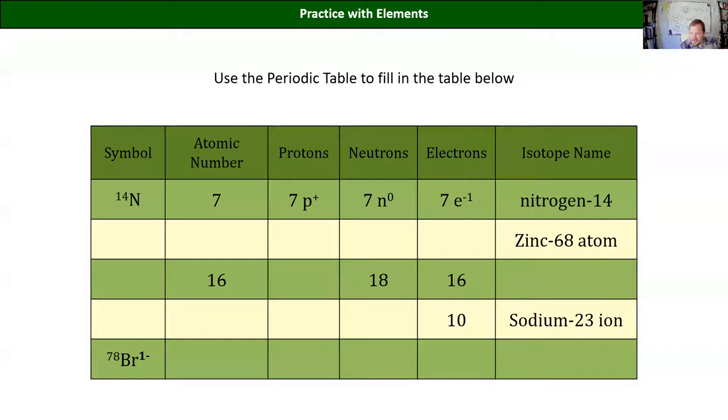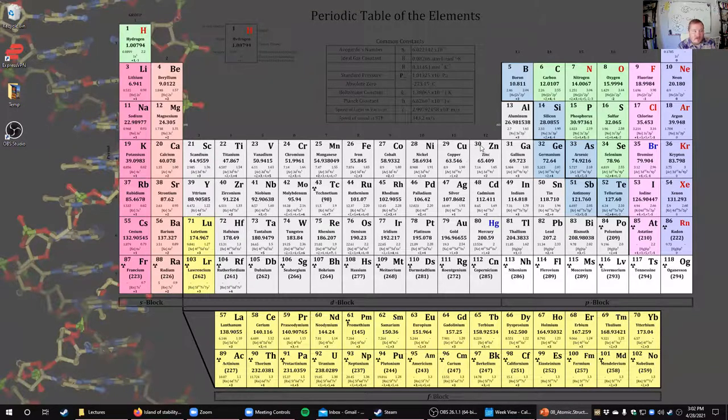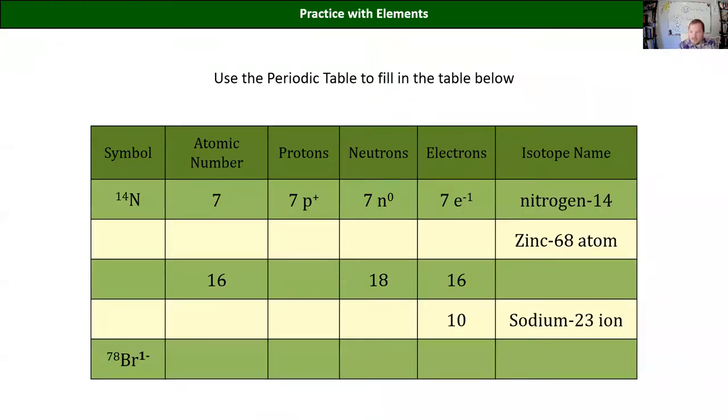If we wanted to fill in the second row here, zinc 68 atom. Well, first we need to know where zinc is on the periodic table. I think it's number 30. It's right around 30 if it's not 30. Yeah, there it is. So zinc has the atomic number of 30. So the fact that it is zinc tells us the atomic number is 30, which also tells us we have 30 protons. And the fact that it says atom and not ion tells us that the charge has to be neutral. So that means by definition, it also has to have 30 electrons.